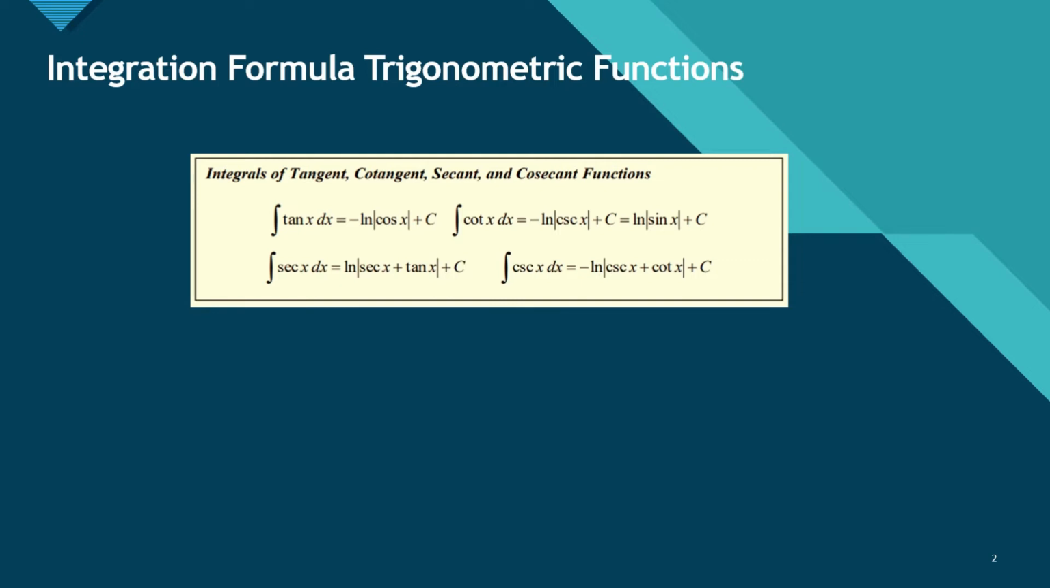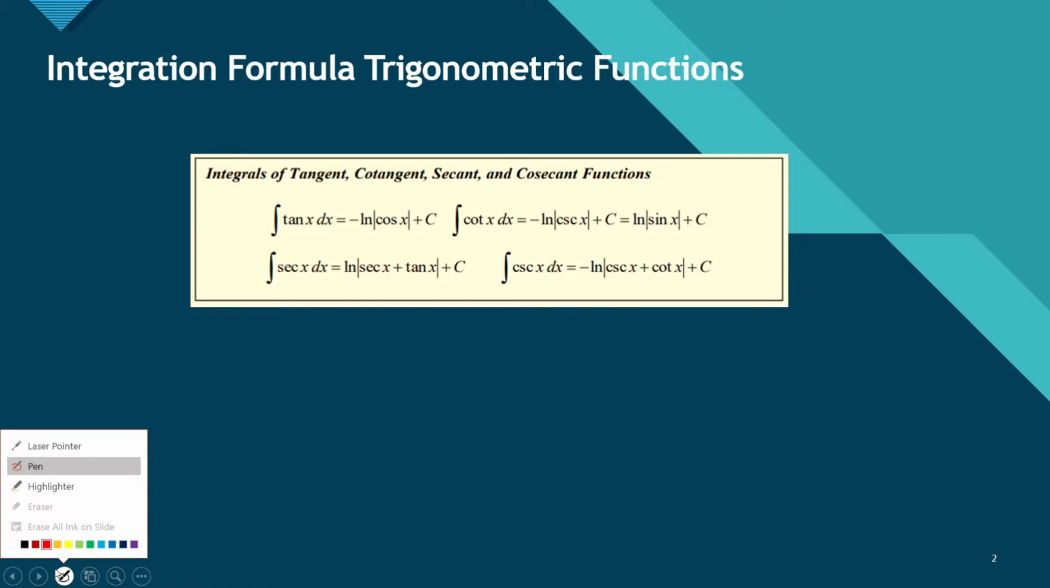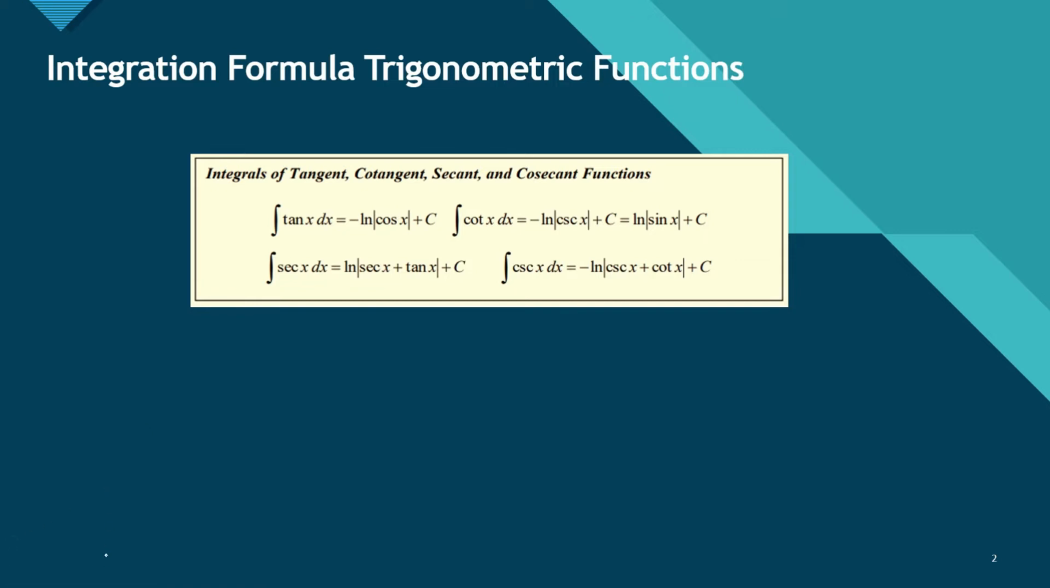So the integral of tangent of x dx is equal to negative ln of the absolute value of cosine of x. The integral of secant of x dx is equal to ln of the absolute value of secant of x plus tangent of x plus c, so on and so forth.